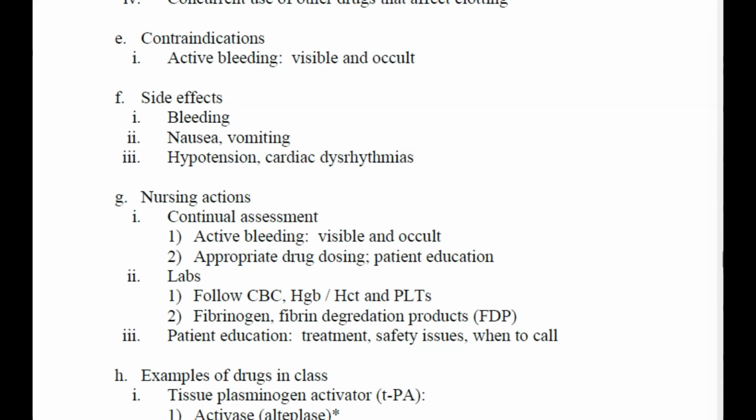We also monitor fibrinogen, a fibrin protein formed during the clotting of blood. Fibrin degradation produces FDP, substances that stay in your blood after you dissolve a blood clot. D-dimer: D stands for the two D fragments of the fibrin protein. And as mentioned earlier, patient education regarding the treatment, safety issues, and when to call for help.